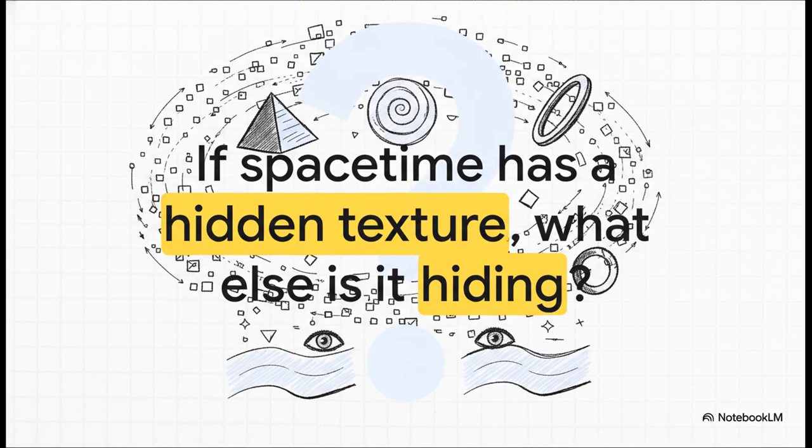Which brings us to our final thought. We've just looked at a concrete, testable theory that suggests the smooth reality we all experience might just be an illusion, built on a hidden, pixelated grid. And it forces us to ask, if space-time has this hidden texture that we're only just now beginning to probe, what other fundamental secrets might it be hiding from us in plain sight?